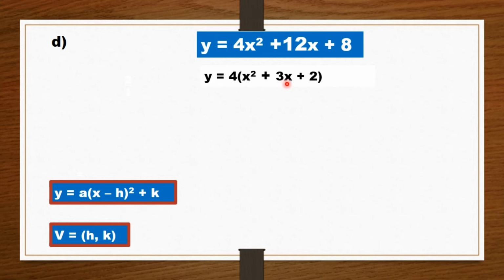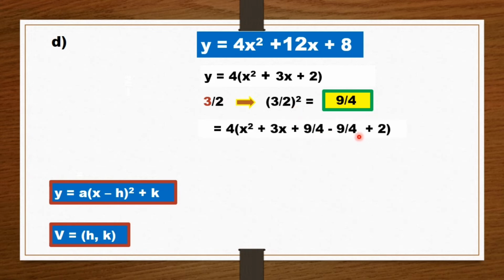So the x term coefficient here is 3. So we divide it by 2 and square the result. So 3 divided by 2. Make this as is, just square it. So 3 over 2 squared is equal to 9 over 4. Add and subtract the result after the x term.